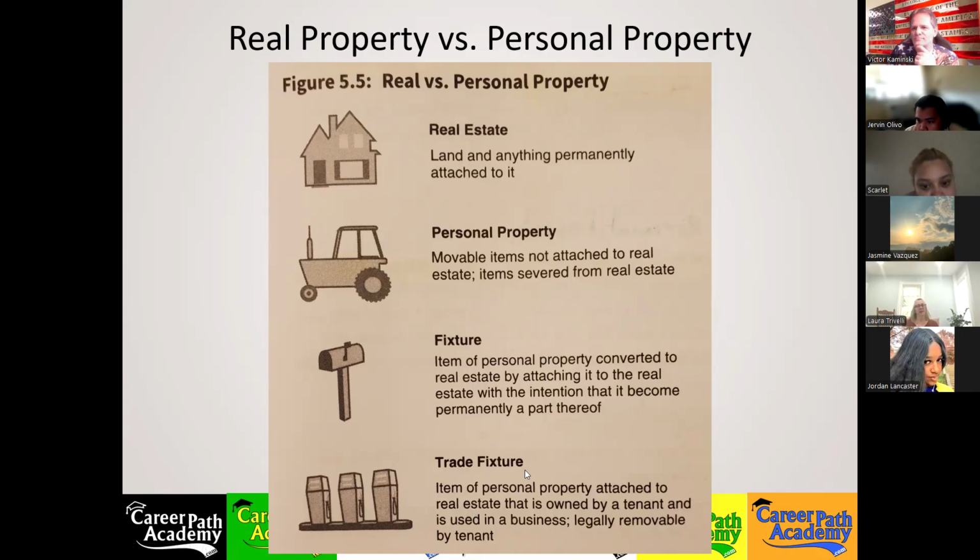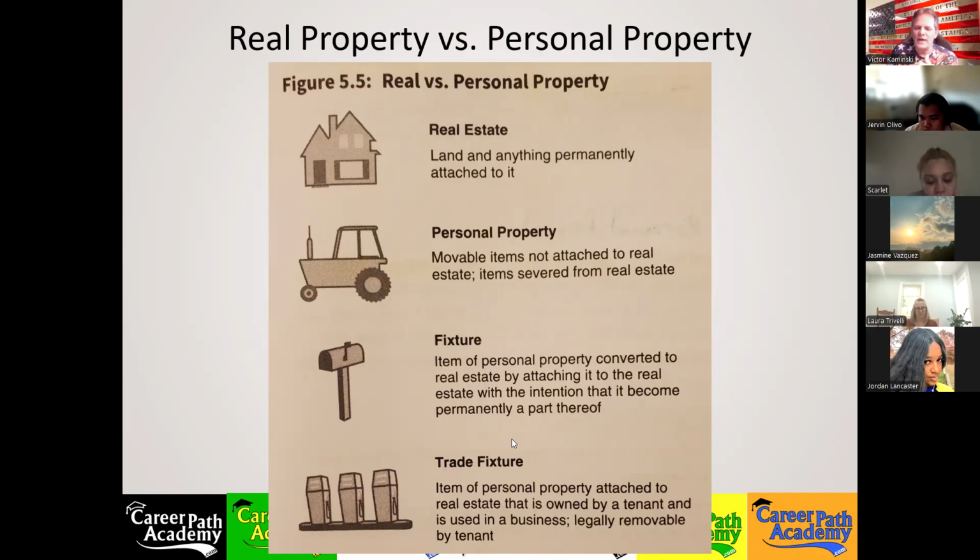Trade fixtures. Trade means a business. You guys are here to learn a new trade, right? This is a trade school. We're teaching you a new trade. Trade is a business. Business fixtures. See how I'm translating them in my head as I'm reading it to you? A trade fixture is a business fixture.